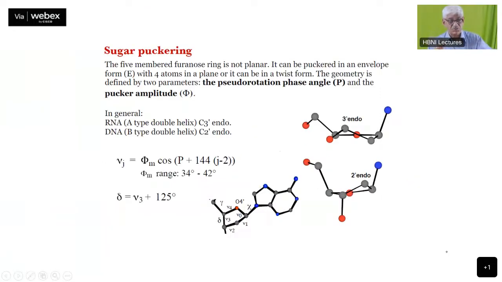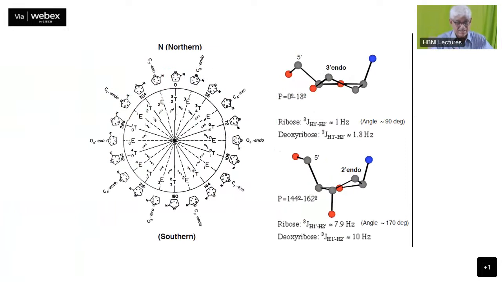And next, of course, we look at the sugar ring. We discussed in detail the sugar ring, what all the features are: 3' endo, 2' endo geometry, sugar puckering, and this also we discussed last time. I will skip this, otherwise this will be quite repetitive. The only thing we want to notice here are the coupling constants. What are the kinds of coupling constants that we have here?